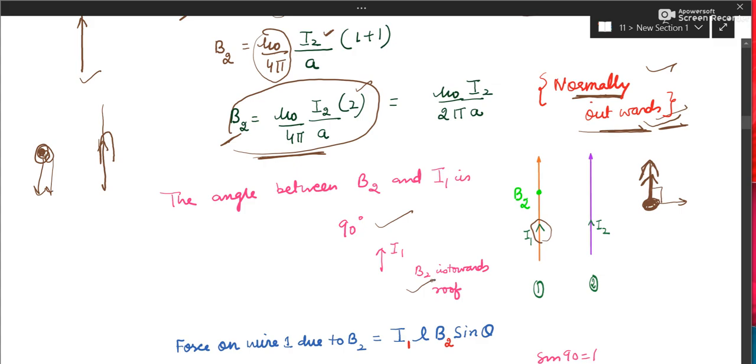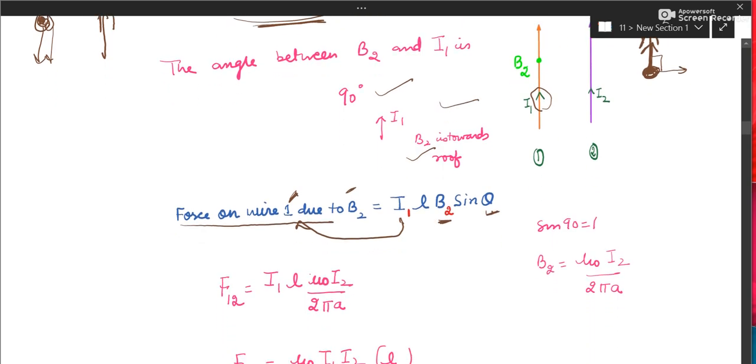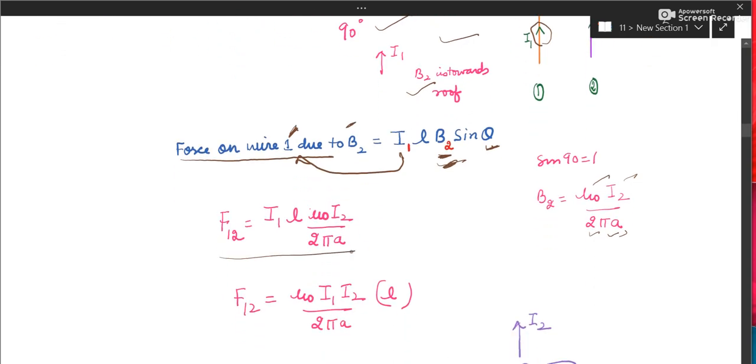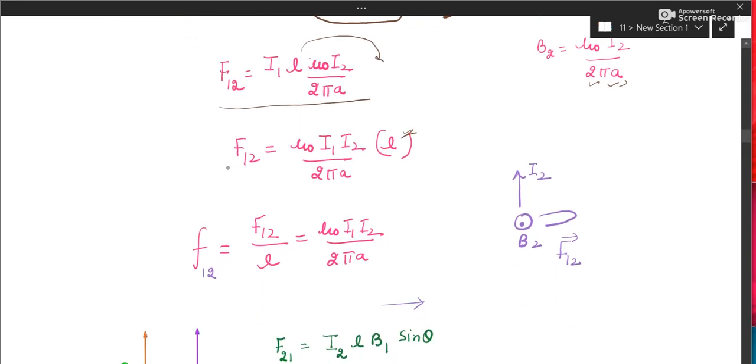Sin 90 is 1. So see, I have written this again so that you can see. Force on wire 1 due to B2. Current yours, wire 1's current. Magnetic field of 2. Sin theta, theta is 90. We have just shown. And B2 is also ready by straight wire. How much is B2? Mu naught I2 by 2 pi L. Substitute here. So I am ready with the formula of this. And now L I am keeping it last here. So this is my force on 1 by 2.